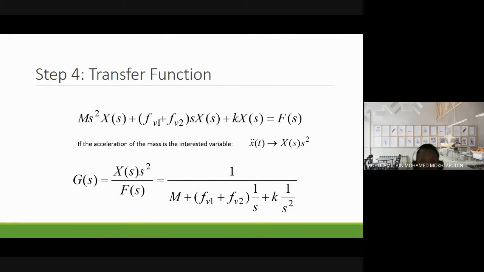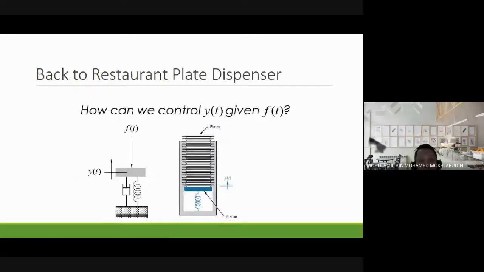Okay, so let's look at the previous case study about the restaurant plate dispenser. This is an example of single degree of freedom because we only have one mass or platform that is moving either upward or downward. So there is no other thing that can move independently. The platform can move either upward or downward depending on the forces applied, which is the plate.